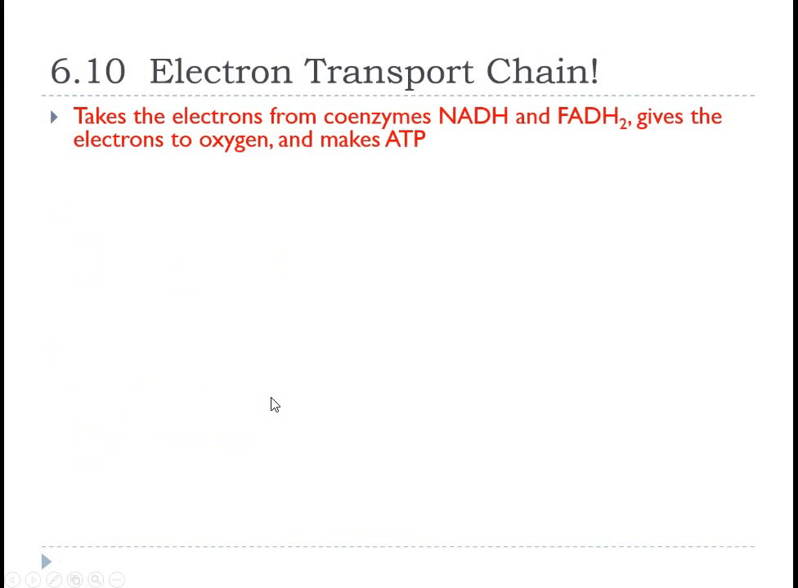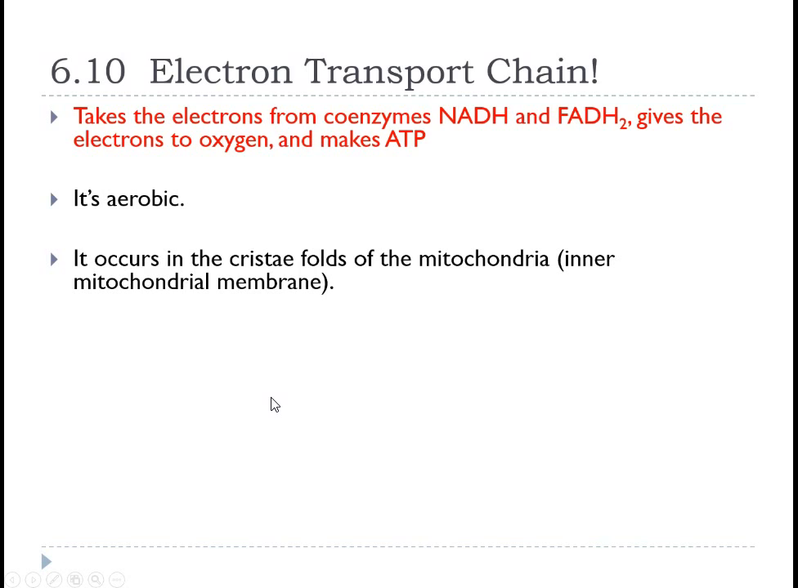And how that works is this. We're going to take those coenzymes, the NAD and the FAD, and they're going to give us electrons and hydrogen ions. And that's going to help us make ATP. It's aerobic, which means it needs oxygen to go. The only one that hasn't needed oxygen to go was glycolysis. It occurs in these special areas in the mitochondria.